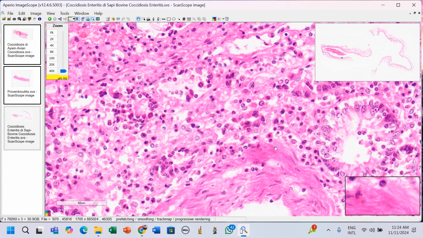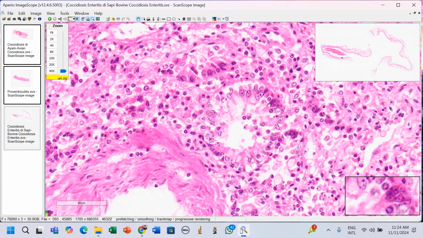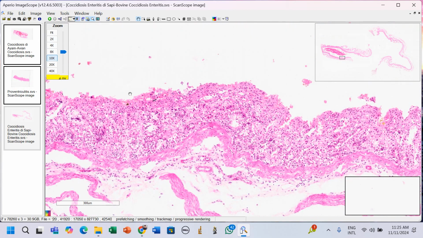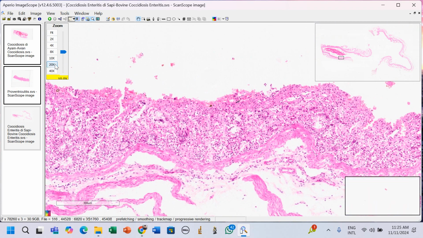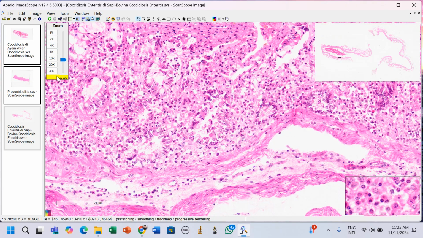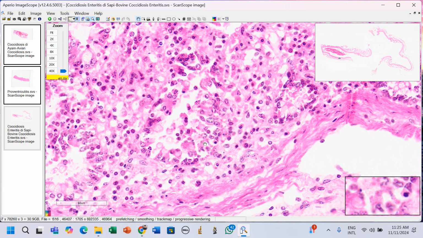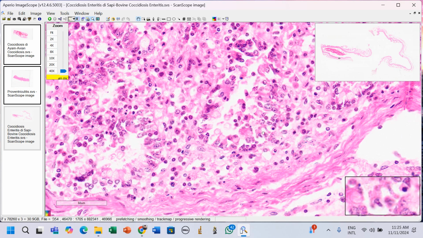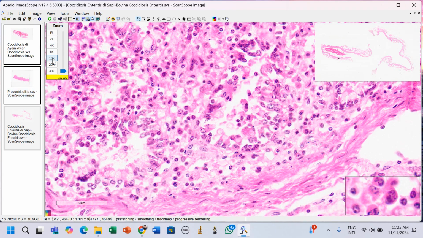Goblet cells can also be found in some crypts, characterizing increased production of mucus. And if you look further, you can also find this kind of stage of coccidial growth, maybe macrogametocytes.